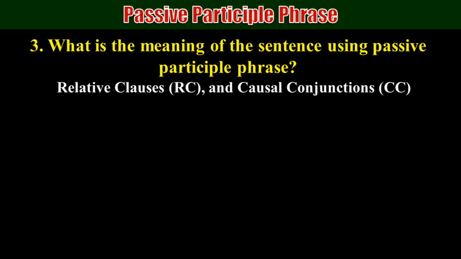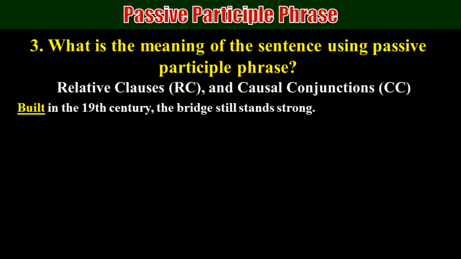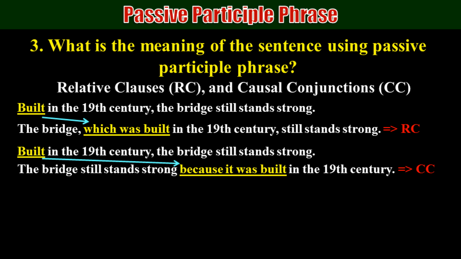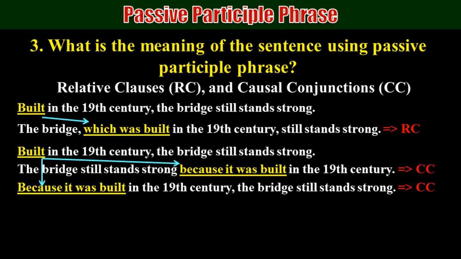Let's rewrite these sentences. Built in the 19th century, the bridge still stands strong. By using relative clauses, this sentence can be rewritten as, the bridge, which was built in the 19th century, still stands strong. And by using causal conjunctions, this sentence can also be rewritten as, the bridge still stands strong because it was built in the 19th century. Or, because it was built in the 19th century, the bridge still stands strong.